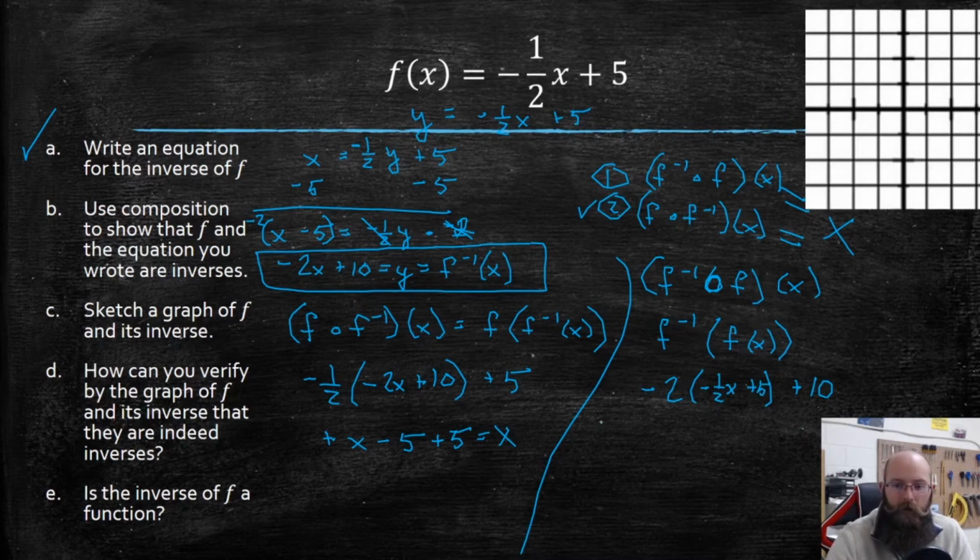Same thing as last time. I need to distribute that negative 2. I get a positive x minus 10 plus 10. That does, in fact, equal x. Awesome. So number 1 also works.